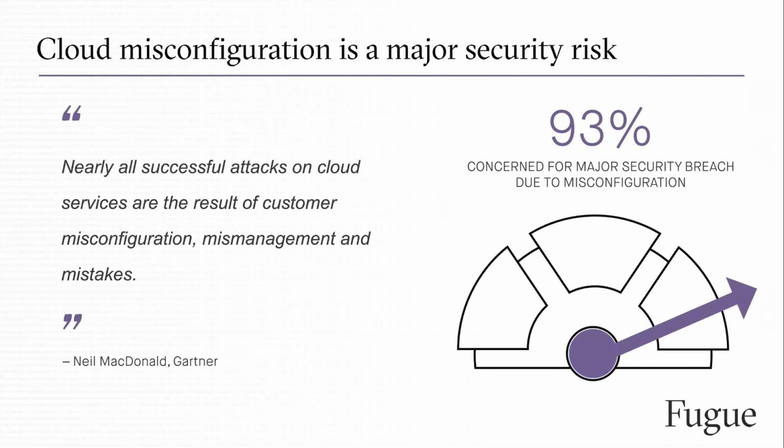So what is cloud misconfiguration? It is getting your cloud resources configured in an insecure way, and it's a major security risk. In the next slide, we've got some percentages, in this case 93% concern for major security breach due to misconfiguration. This is from a survey Fugue did last year of 300 users of cloud who are operating at large scales, and 93% were concerned for a major security breach. That's backed up by this quote from MacDonald at Gartner that nearly all successful attacks on cloud services are the result of customer misconfiguration, mismanagement, and mistakes, and that's been in the news quite a bit recently.